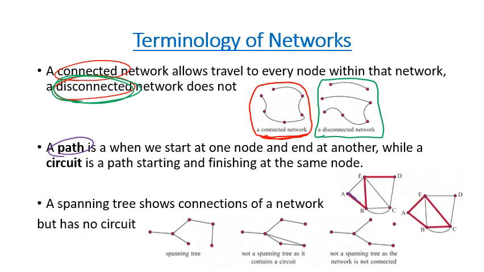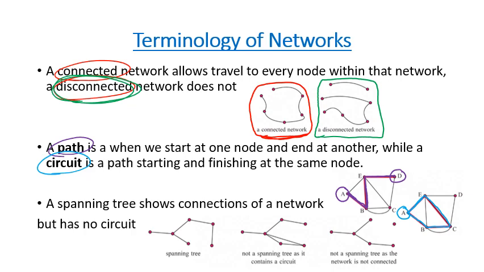So, for example, in our diagram here, we're starting at A and we're finishing at D. That is a path because we're starting at one node and ending at another. Whereas if we're looking at a circuit, the circuit actually starts at one node, travels around to other nodes, and then ends up back at the original starting node. Okay, so a path starts at one, ends at a different one. A circuit starts and finishes at the same node.